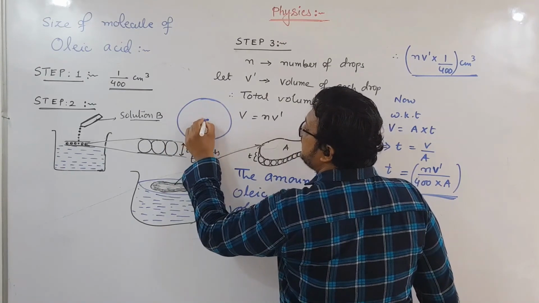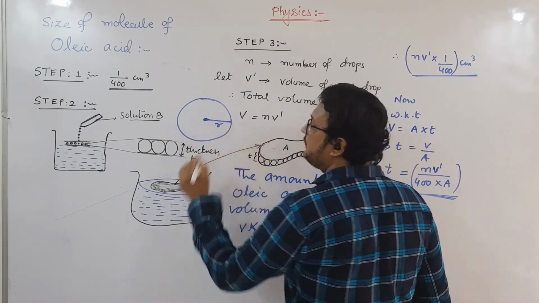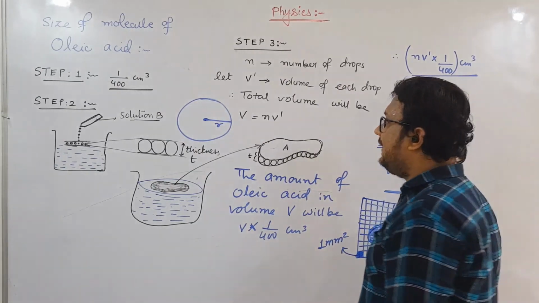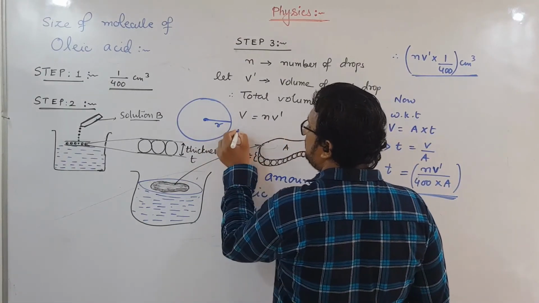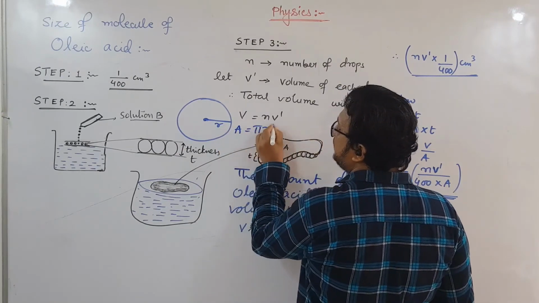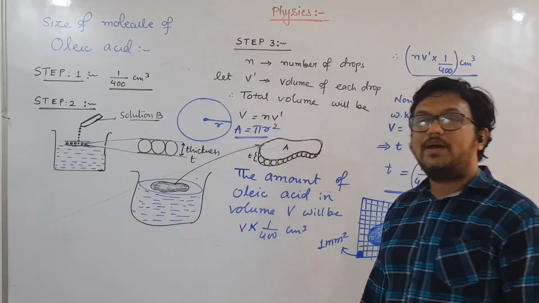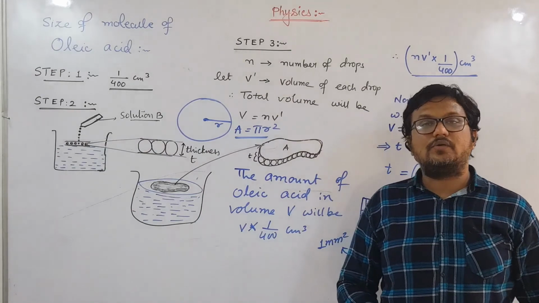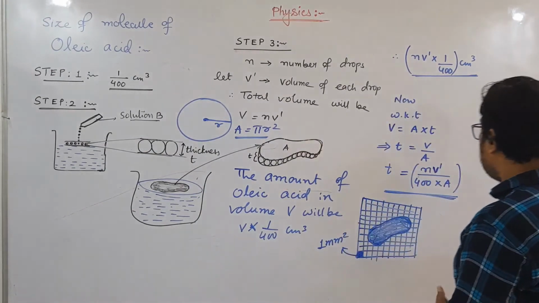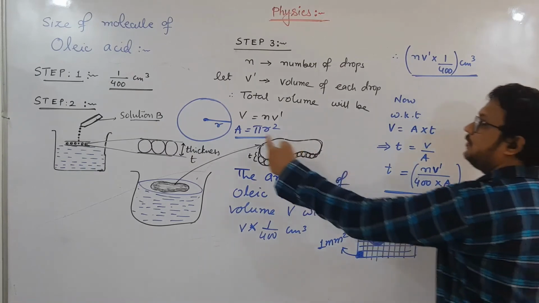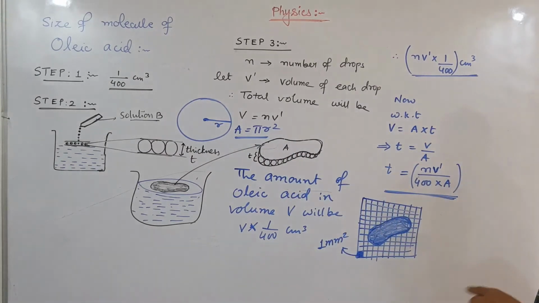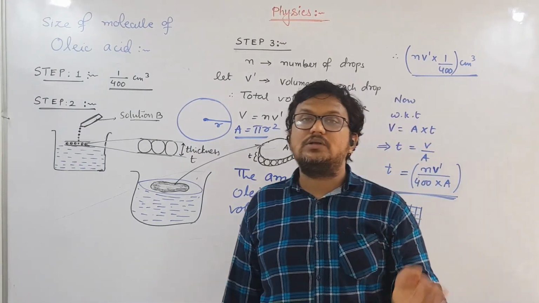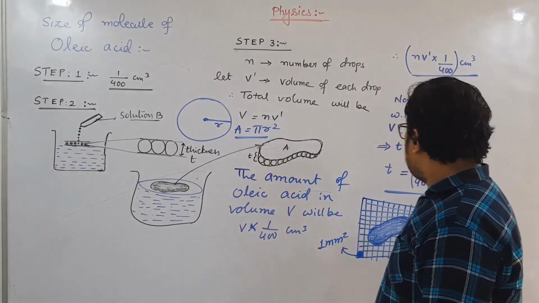Now with the help of a scale, we can easily measure the radius of this circle. You know that the area of a circle is pi r square. So with the help of this formula, you can easily find the area of the monolayer of oleic acid. So in this formula, the unknown quantity was area, which we can calculate by two different methods: the first by using graph paper, and the second by sprinkling some lycopodium powder on the surface of water. Now we want to find volume.